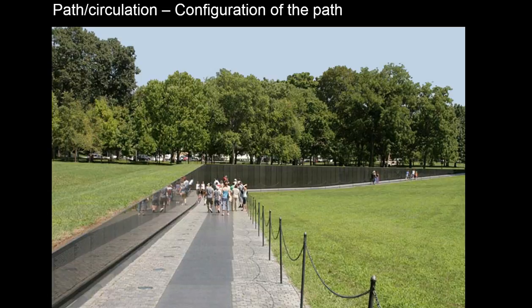Maya Lin's Vietnam Memorial. This is one of the most powerful pieces of architecture that doesn't even have a roof that I've ever been to. It is an amazing work of architecture. And all it is, basically, is two cuts that line up with two different things. And so this whole idea of lines and axes, right?